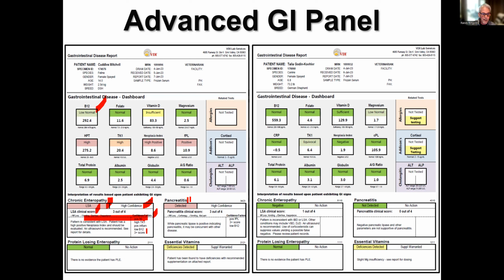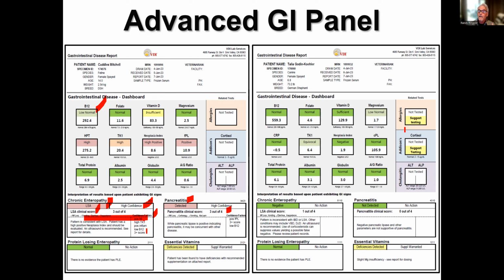On this side here, we had pancreatitis, high confidence. Why? Because we had FPL, we had a 3+ scoring on the clinical, and we had low B12, a common thing that happens with pancreatitis. So again, we're bringing a lot of these markers together. On the right-hand side, this is a pretty normal situation, nothing particularly to write home about. Then what we do over here is tell you, hey, maybe you should be looking at food-related allergies.